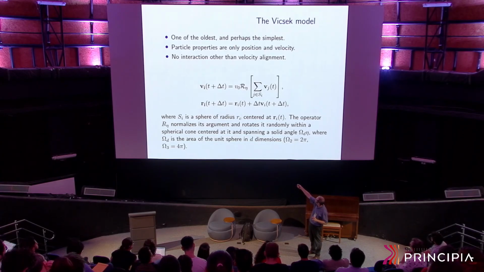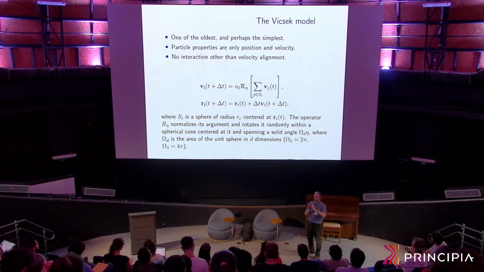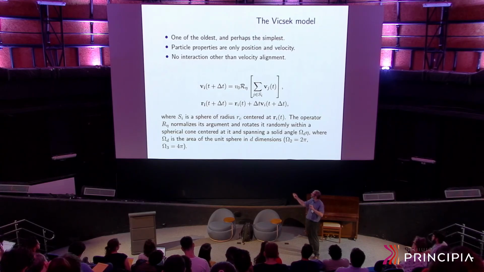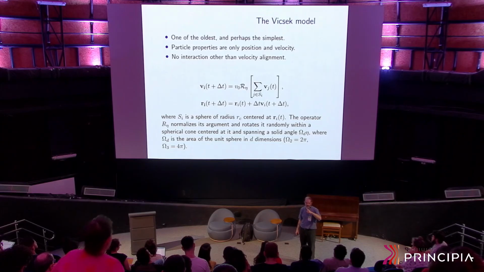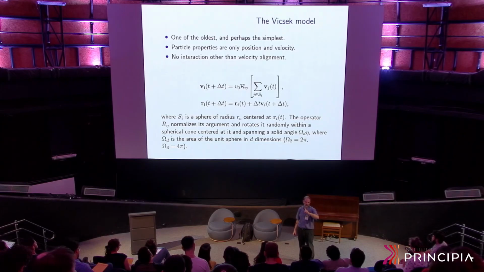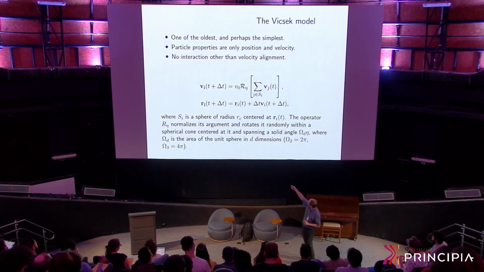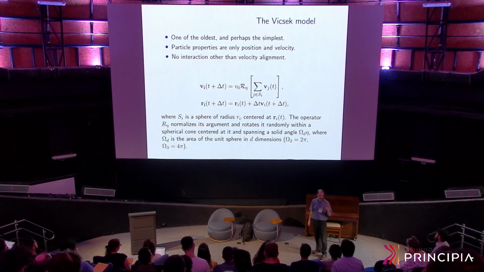So this operator here means you take this vector, which is the average, you take this direction, and you apply a noise with some amplitude. So you have this vector, and then you randomly rotate it within a solid angle. Okay, this is a little bit of noise. And then you normalize because all particles will have the same speed, always the same speed, V naught.